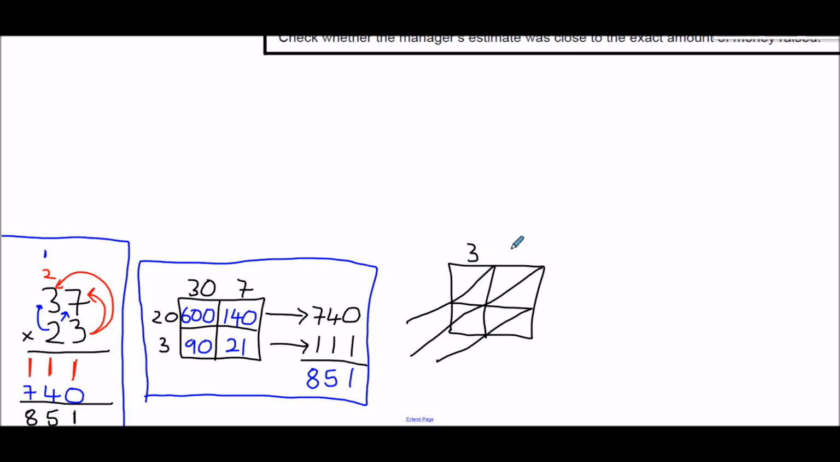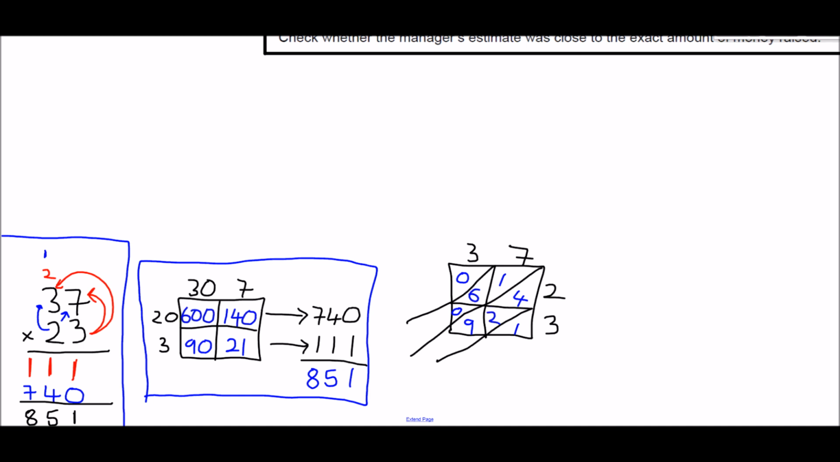Now don't write 37, we just write down the digits. So 37 times 23. So again you can do the boxes in any order. 7 times 2 is 14. 3 times 2 is 6. 7 times 3, 21. And 3 times 3 in the bottom left box gives us 9. So because it's a single digit number, you put 0 first and then the 9.